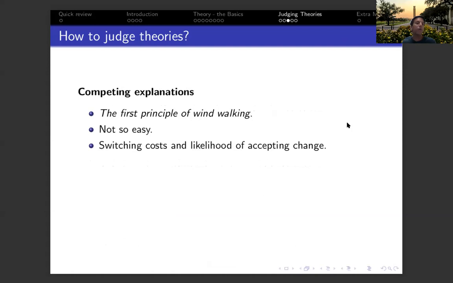Only if a more accurate explanation emerges is it likely to supplant the existing theory, which sounds pretty simple, right? But in reality, it's not that simple because the switch is not easy to implement. We need to accumulate a large volume of evidence to show that the new alternative explanation is actually better than the existing one. And the reason it's so complicated is because it involves what's called switching costs.